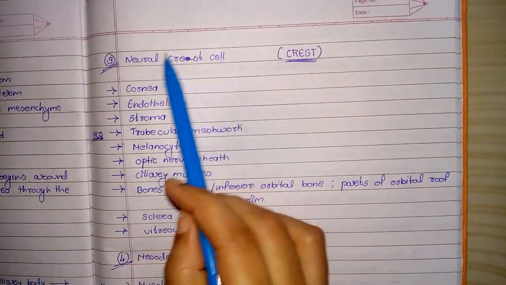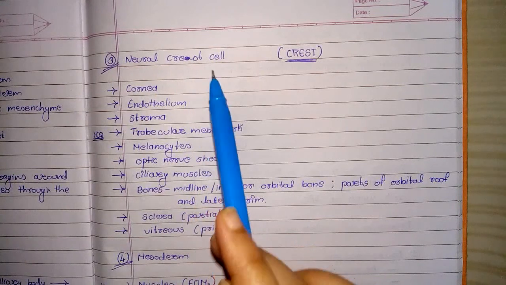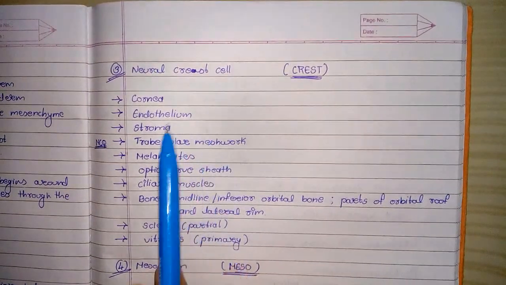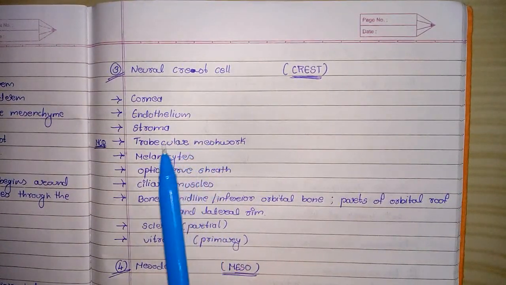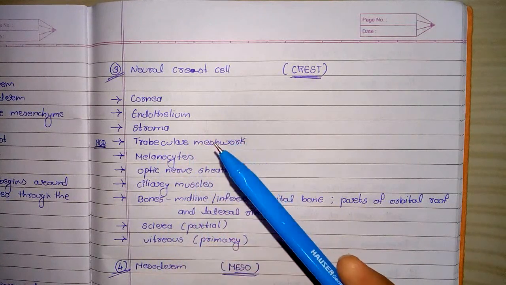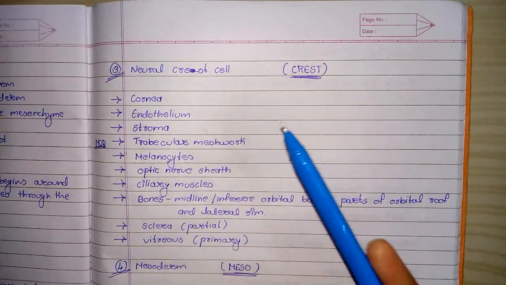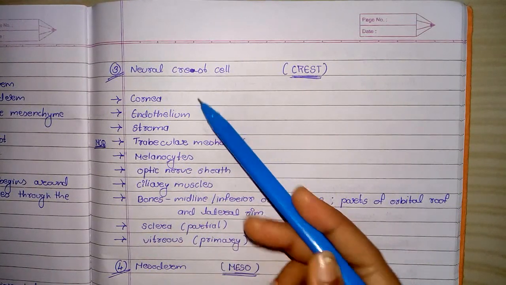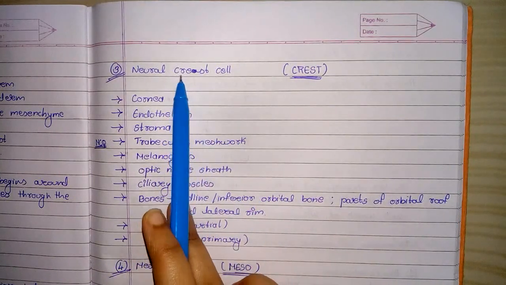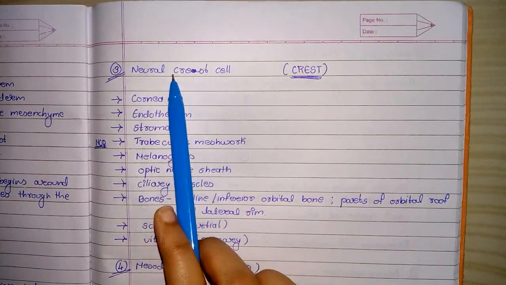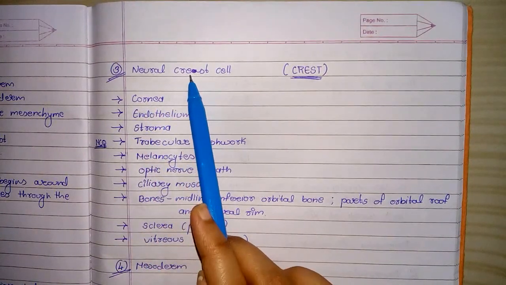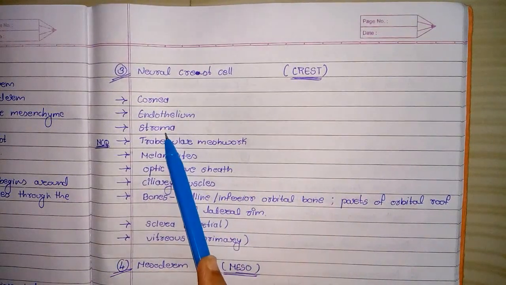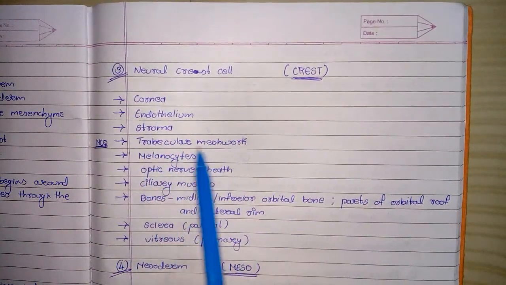These neural crest cells are themselves derived from the ectoderm, and they lie close to the neural tube. They are responsible for the development of the sclera, cornea, Descemet's membrane, endothelium, and the connective tissue and bony structures of the orbit. So how to remember this point? The term CREST: C stands for the cornea, E stands for the endothelium, S stands for the stroma, and T stands for the trabecular meshwork.